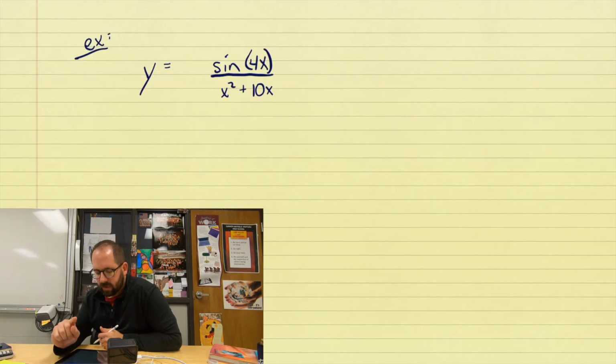The top. If we do the sine 4x, that's a chain rule. So when we take the derivative of that top part, we'll have to follow the rules for chain.